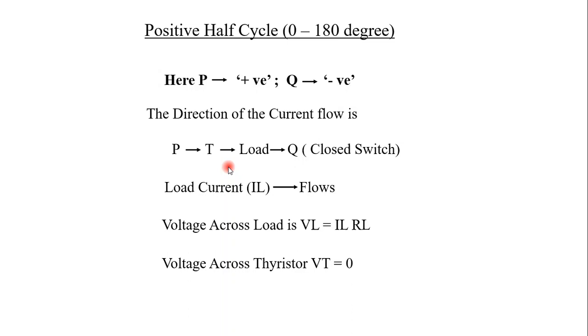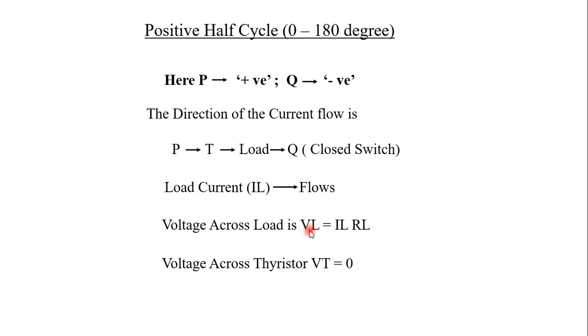We know thyristor is a unidirectional device. When anode gets positive supply, then only it is in forward bias. So thyristor anode is the positive terminal, P also positive terminal, and P is directly connected to thyristor anode terminal. That time thyristor is forward bias, and the thyristor's cathode terminal is connected to load and load is connected to Q. So this circuit is closed. In this time the current flow will happen. That's why the load current IL flows in this circuit. That time the voltage across the load VL is equal to IL RL.